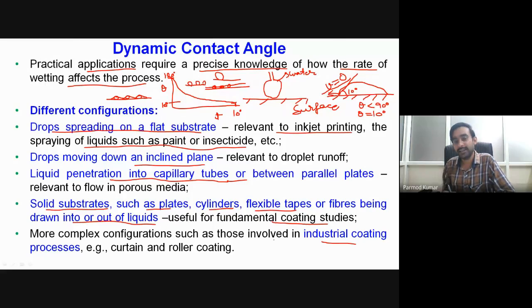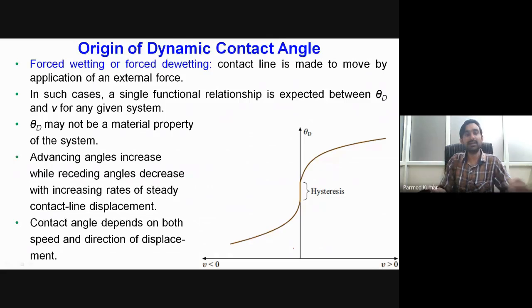And if we have some liquid, and we externally force some solid surface to enter inside that liquid, or some solid surface to come out of that liquid, that particular condition is referred to as forced wetting or de-wetting.